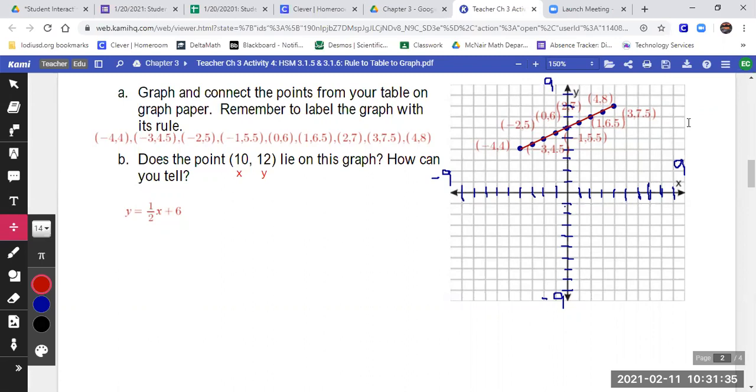So I had 4 with 8. I add 2 to the x. 6 makes 9. Add 2 to the x. What's my next x going to be?